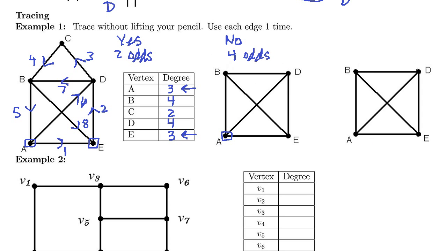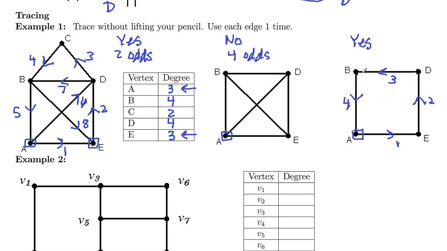And then let's look at one more example. Let's take out here the diagonals that go through the middle. So we've just got the square, and we want to ask, can we trace that? Well, sure. Let's say we start at A. We can just go around the edges here, 1, 2, 3, and 4. And we've traced it. So this one was a yes.